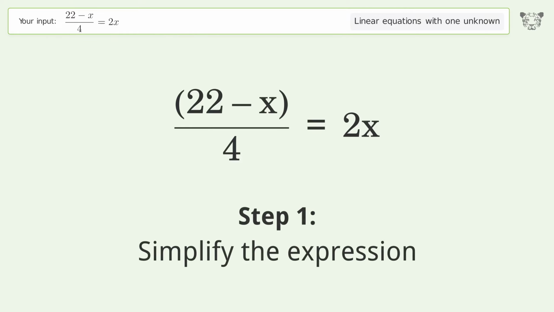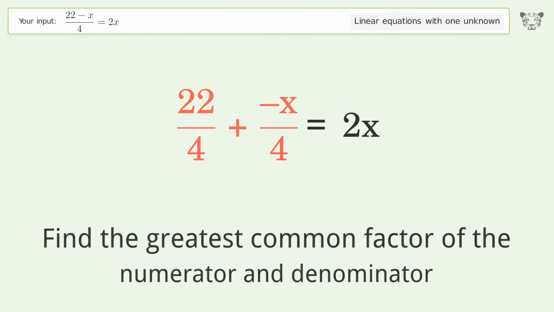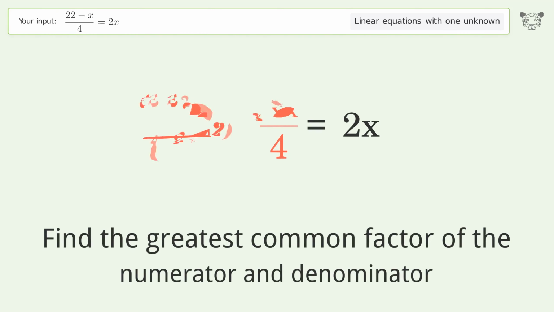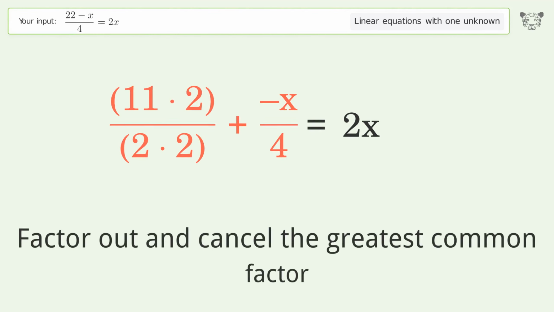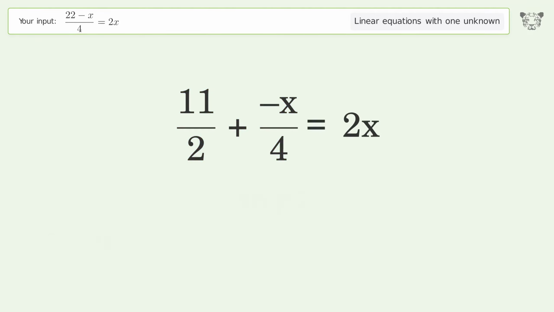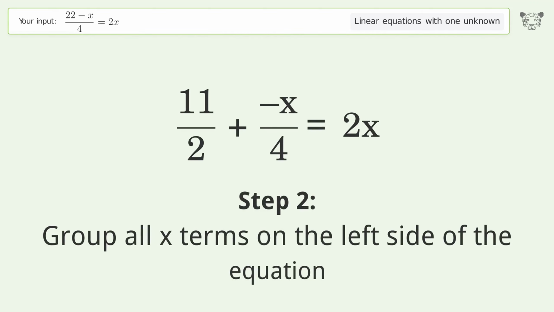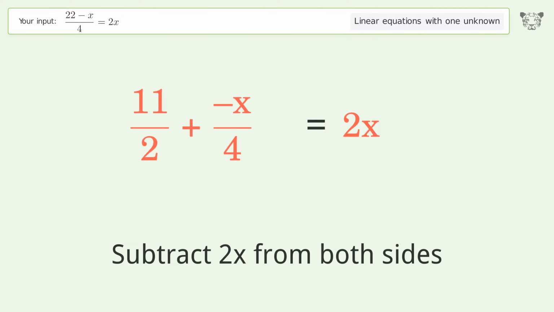Simplify the expression. Break up the fraction. Find the greatest common factor of the numerator and denominator. Factor out and cancel the greatest common factor. Group all x terms on the left side of the equation. Subtract 2x from both sides.